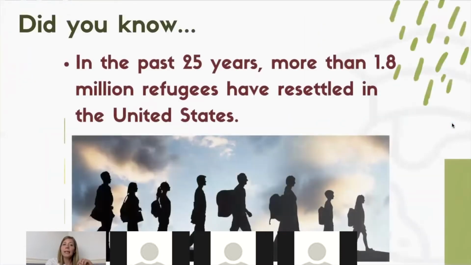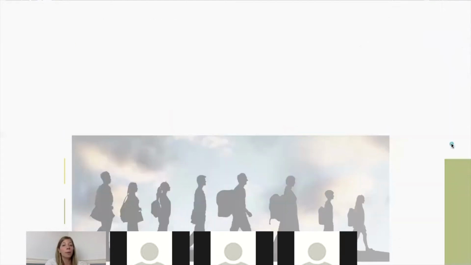So in the past 25 years, more than 1.8 million refugees have resettled in the United States. So this is why this is really important. And I see that there's going to be, hopefully, an increase of helping some of these people in the next couple years who are relocating and really just fleeing from really difficult countries and situations. So we need to be prepared for that if you haven't worked with refugees before.